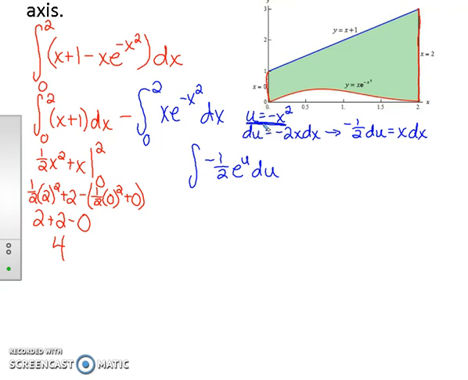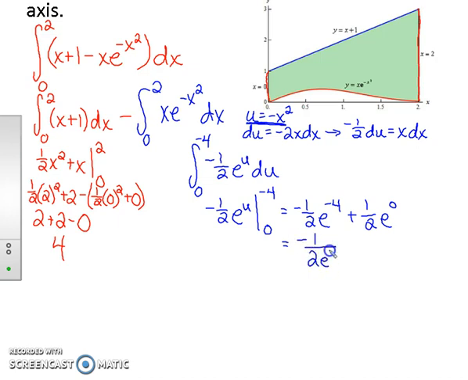So we substitute our original boundaries of 0 and 2 into this u equals equation right here. So if we substitute 0 into there, negative 0 squared is just 0. And then negative 2 squared is 4, so that would make it a negative 4. All right, now we integrate that. So that's going to integrate back to negative 1/2 e to the u from 0 to negative 4. So that gives us negative 1/2 e to the negative 4 plus 1/2 e to the 0. So negative 1/2 e to the negative 4 is going to be negative 1 over 2 e to the 4th. E to the 0 is 1, so that's just a plus 1/2.